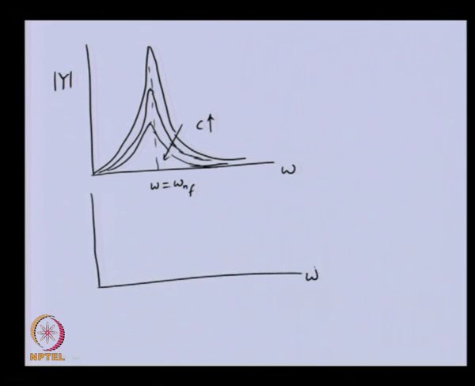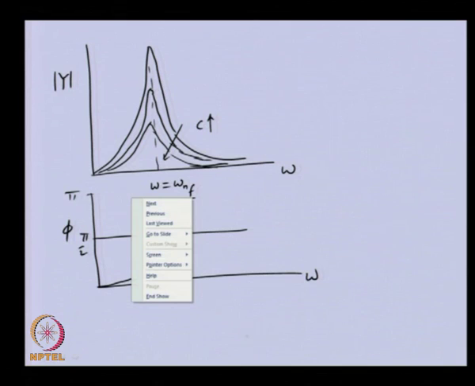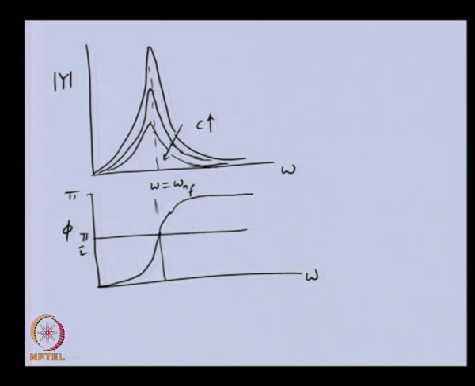When we look at the phase, let us say this is pi by 2, this is pi. The phase would change for different damping like this. Even for high damping, it will cross at the same point, corresponding to the 90 degree phase. This is the increasing order of damping. Even at 0 damping, it will come up to here, then cross and go in this direction. So this is corresponding to 0 damping.